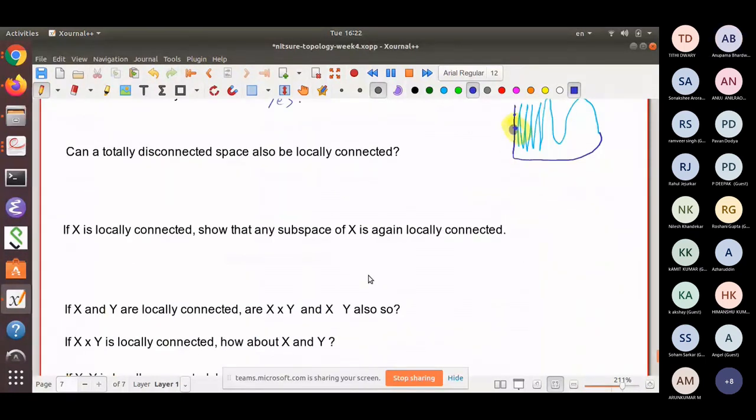Now, if X is locally connected, show that any subspace of X is again locally connected. Is this true? So I should remove this "show". This "show" looks like I am telling you it is true. Okay, so to delete it.